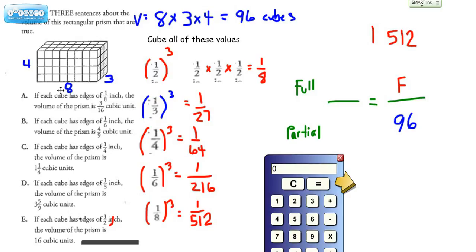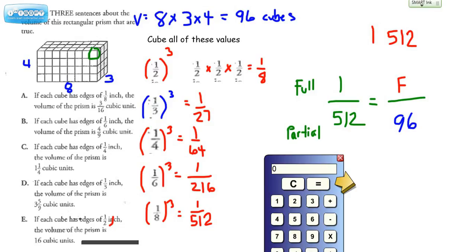Now if we look at choice A, it says if each cube has edges of 1/8, so we're looking at this one now, the 1 over 512. So let's think about what that actually means. That means that for every 1 cube, so let's just take this little cube right here. See that one in the corner? That means that we would need 512 of the 1/8 cubes to fill into that spot. And if we have 96 cubes, then if we're interested in the actual cubic inches, then we would multiply that by 96. But because of the way this question is worded, we have to use proportional reasoning.